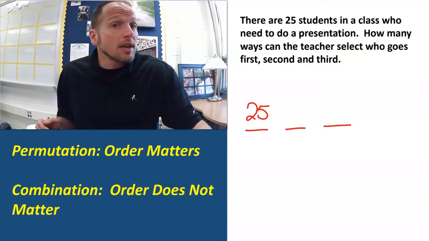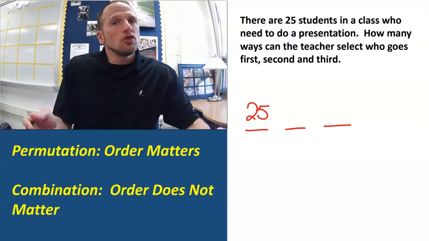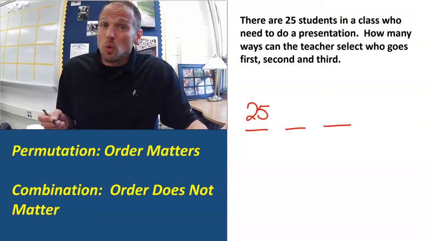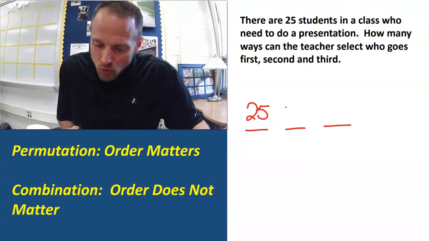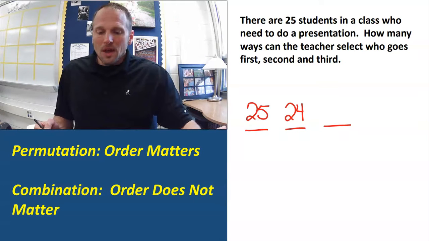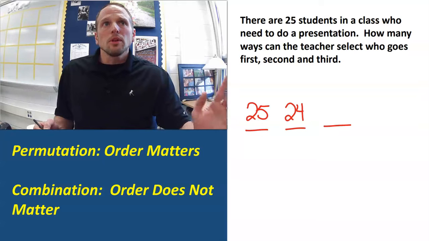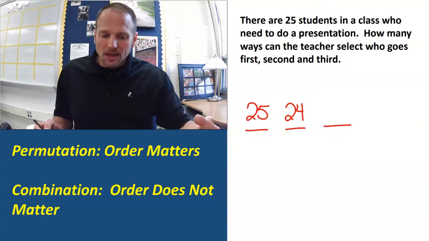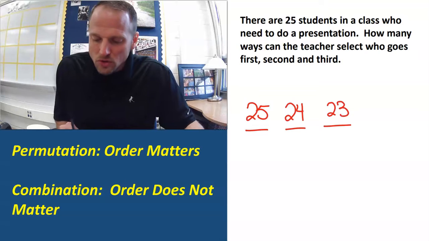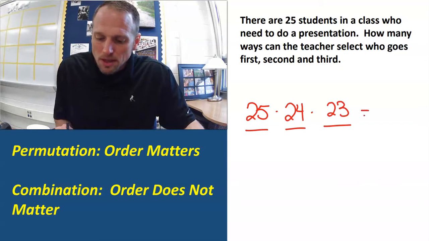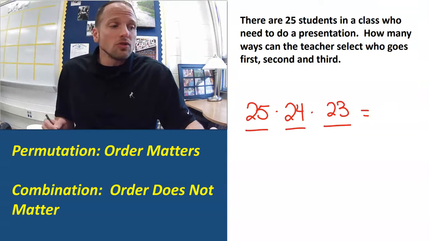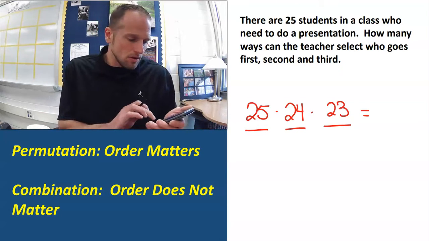Now they need to choose who goes second. How many students are left to choose from to go second? Well, we started with 25, but we already chose one to go first. I don't know who it was, but it was somebody. So that means we only have 24 students left to go second. Now, how about the third? We've already chosen somebody to go first and somebody else to go second, so we've chosen 2 students already. That means there's only 23 students left who we could choose to go third. So let's multiply these together and see how many different ways out of this class of 25 students the teacher could choose who goes first and second and third.